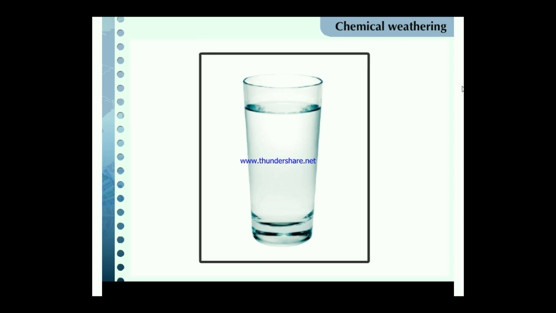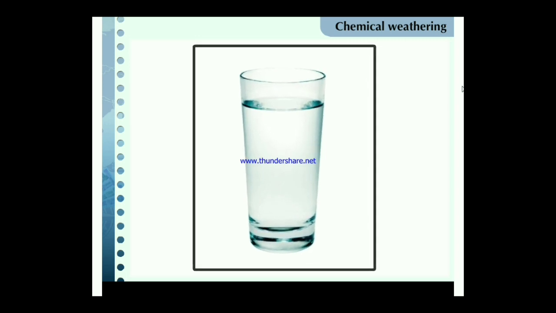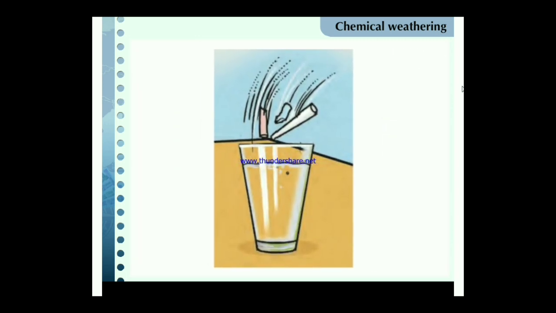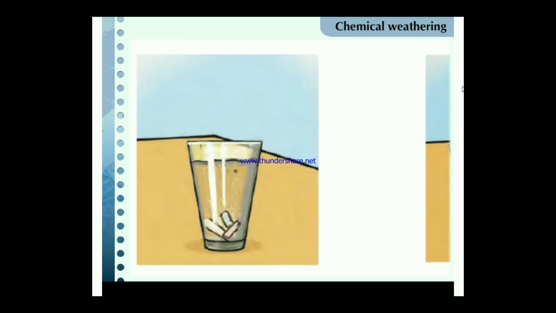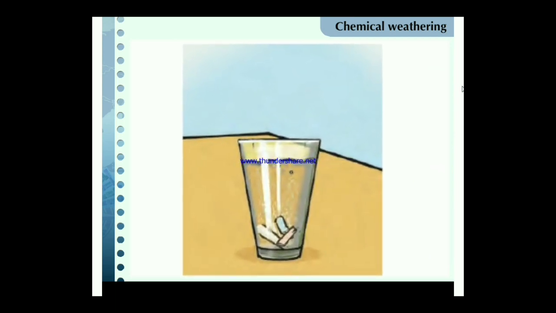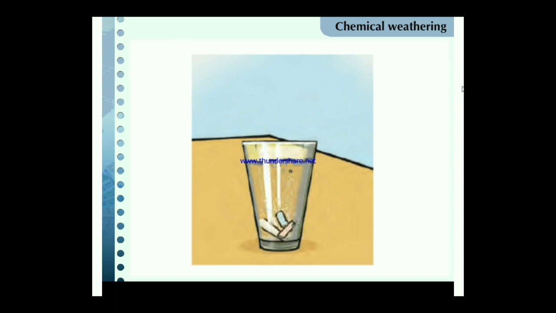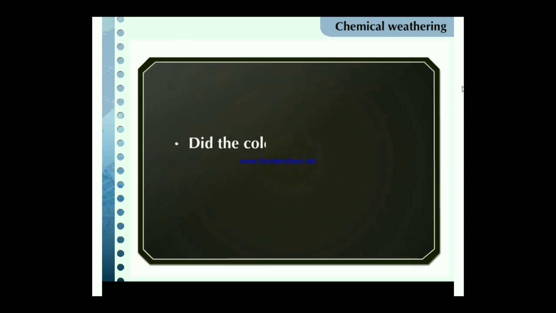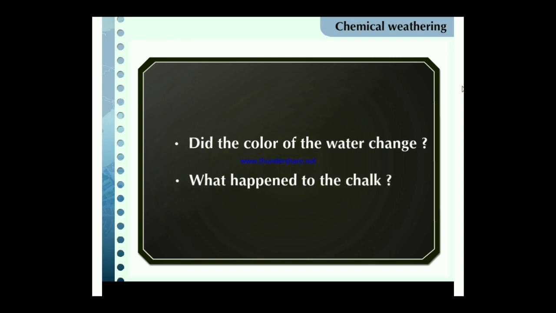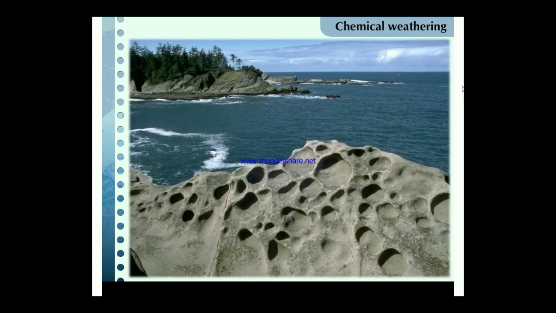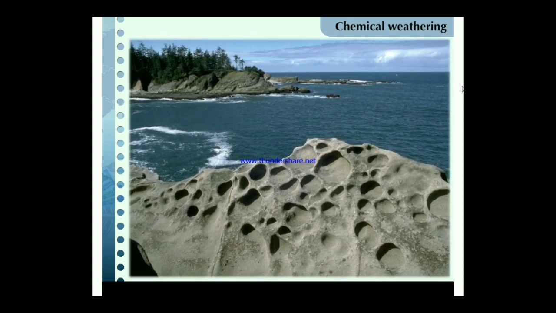Chemical weathering. Take a glass of water and put a piece of chalk in it. On the next day, observe what has happened to it and answer the following questions. Did the color of the water change? What happened to the chalk? Water plays an important role in chemical weathering.